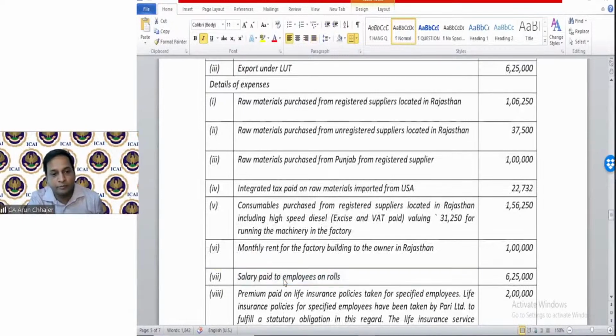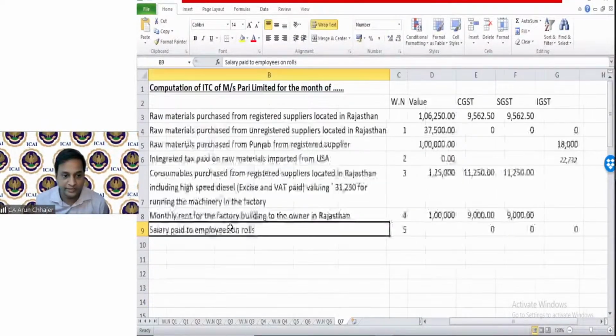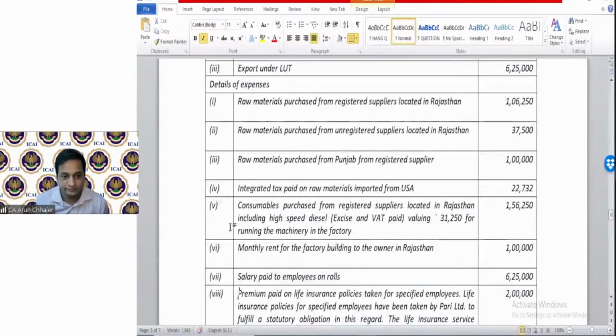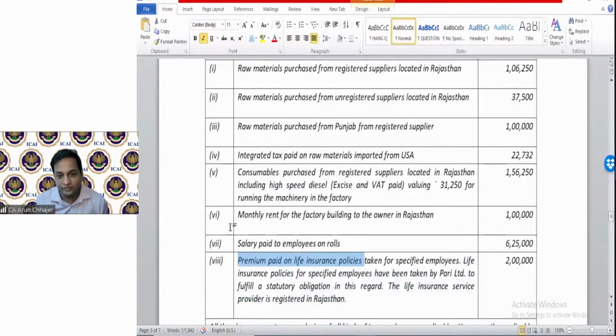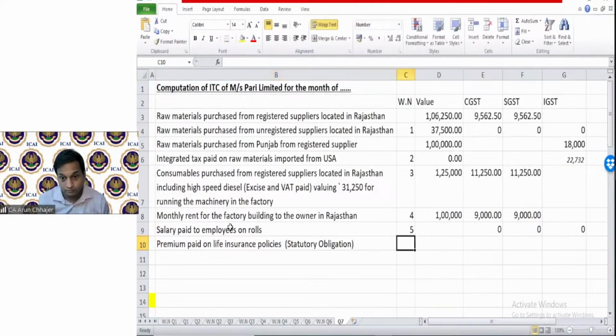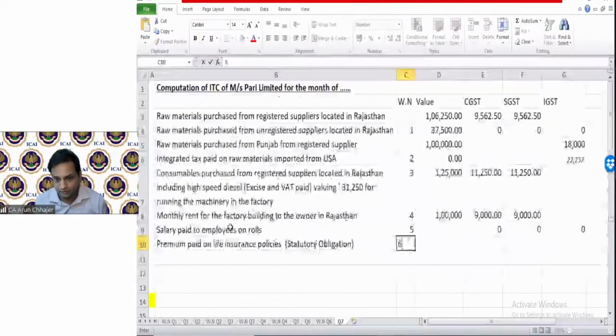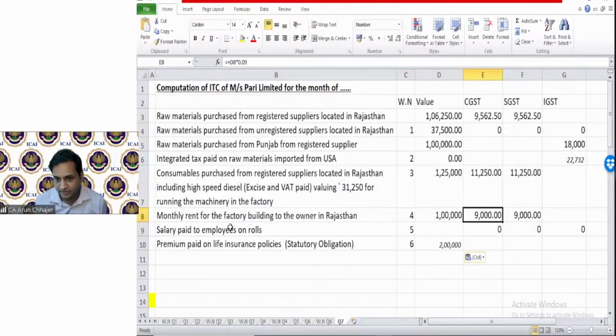Salary paid to the employees on roll, we have already discussed. So just writing the number. No GST because it is covered in Schedule 3. Okay. Premium paid on life insurance, because it is a statutory obligation. So you can write the working note. We have done multiple on this, correct now?